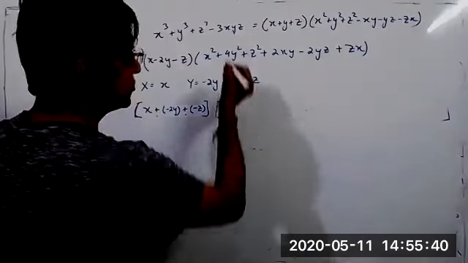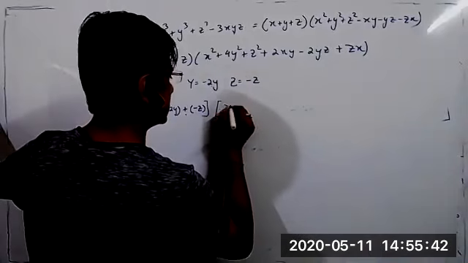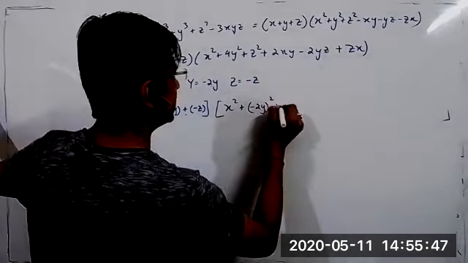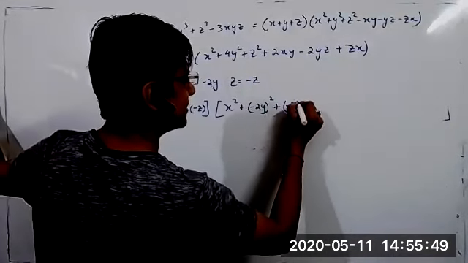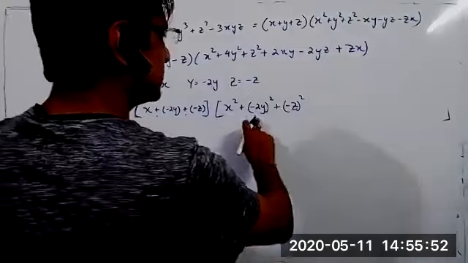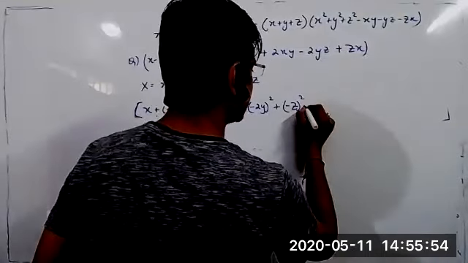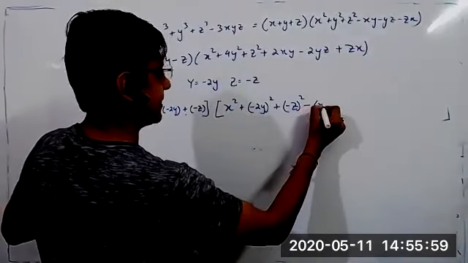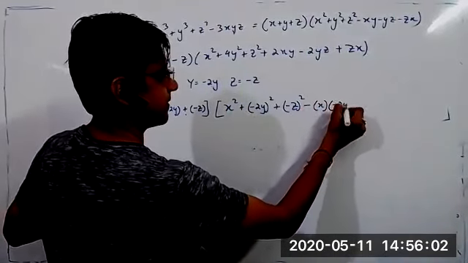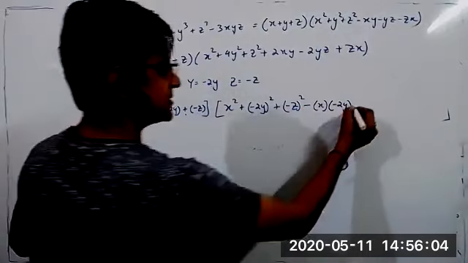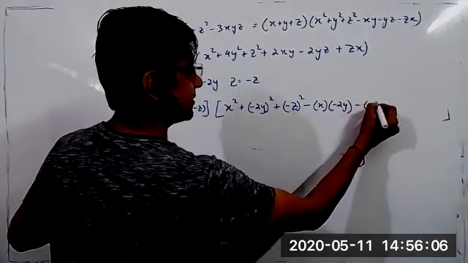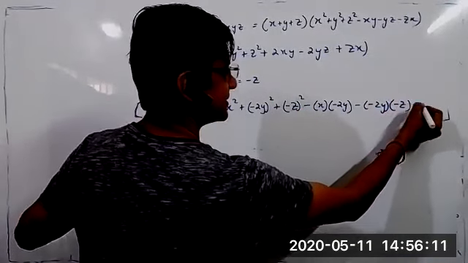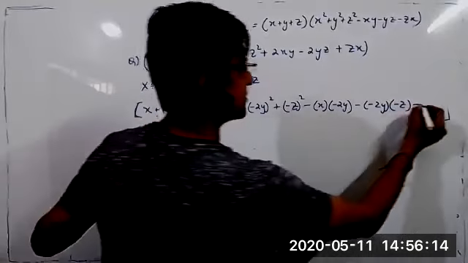Now next is x square. So what is x square? This is x square plus (minus 2y) whole square plus (minus z) whole square. So it is x square plus y square plus z square minus xy minus yz minus zx.